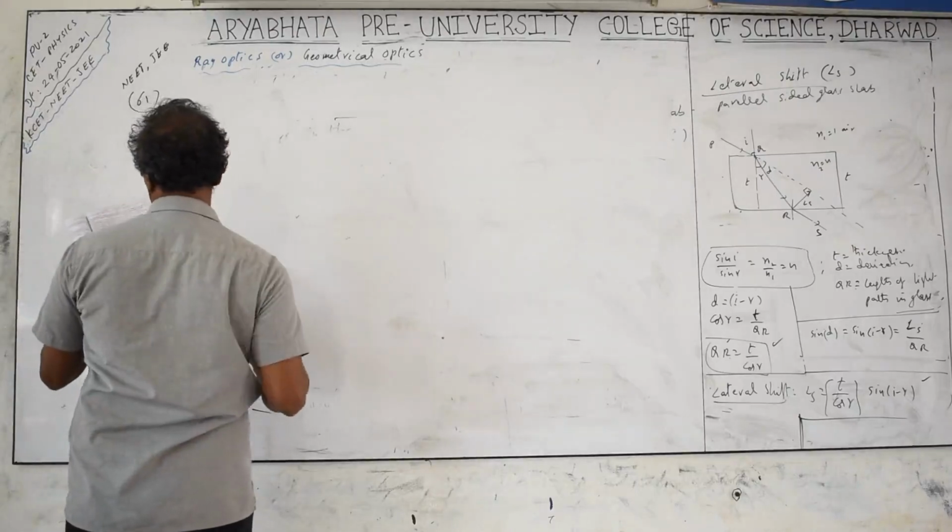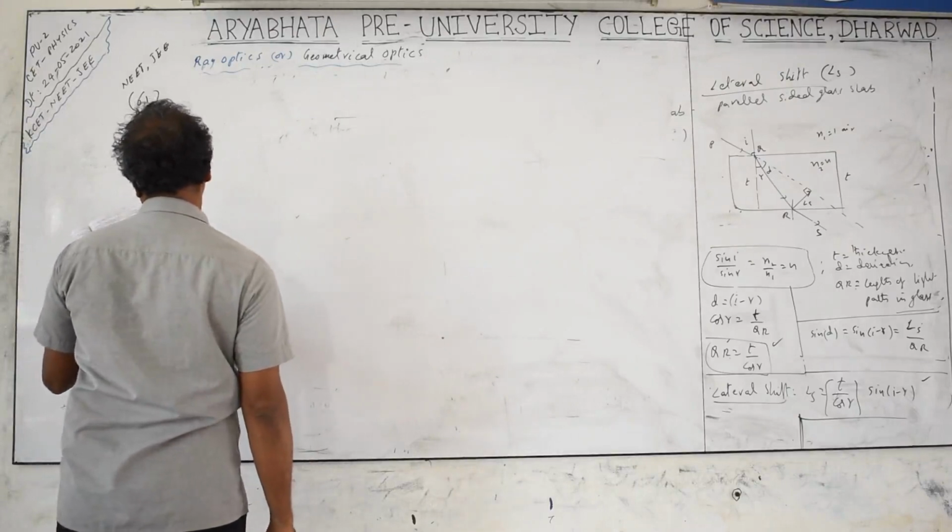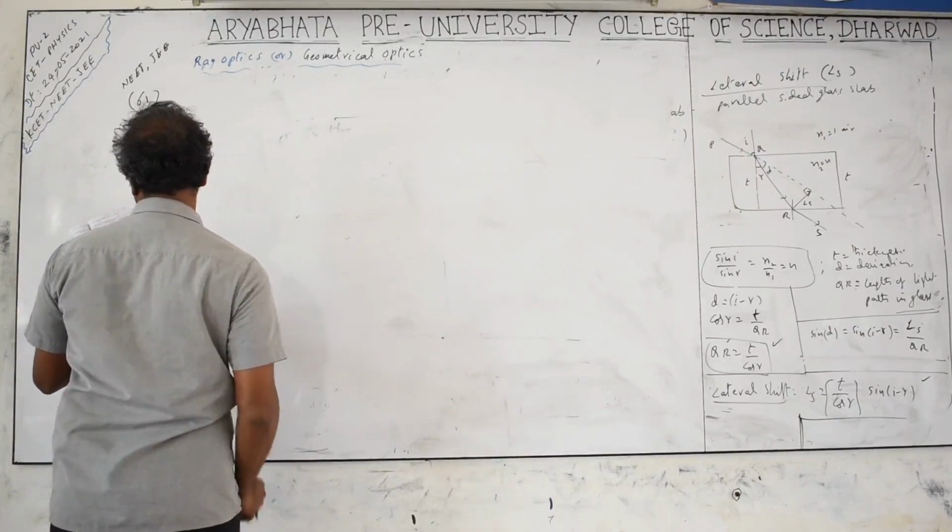A ray of light is traveling from air to glass of refractive index 1.5. The angle of incidence is 50 degrees. The deviation of the ray is how much?